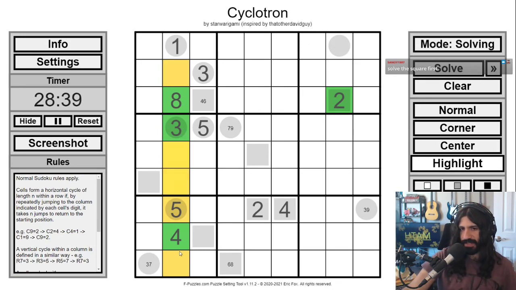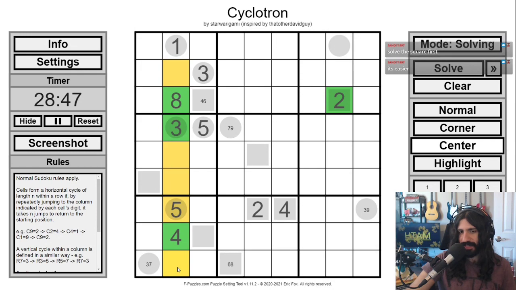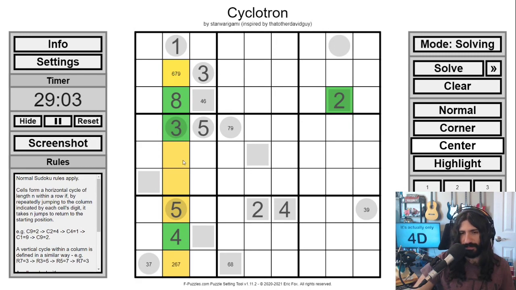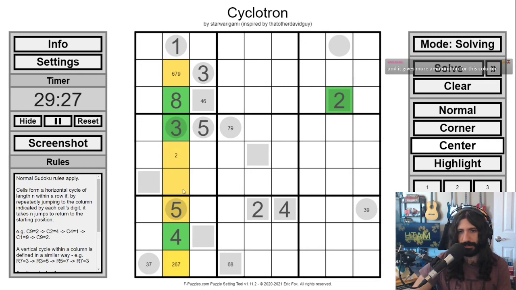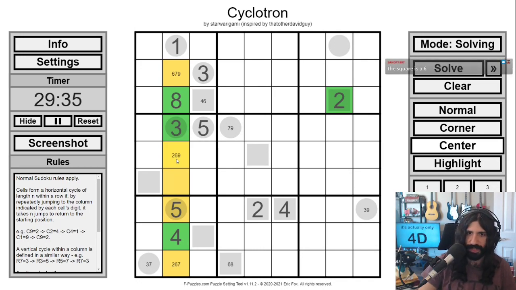None of these can be themselves, right? This can't be a nine. So this has to be two, seven, or six. This has to be 679. This can't be a five. This could be 2679.